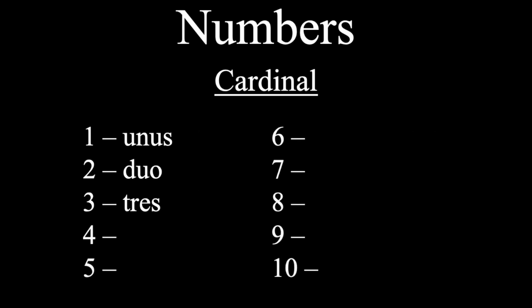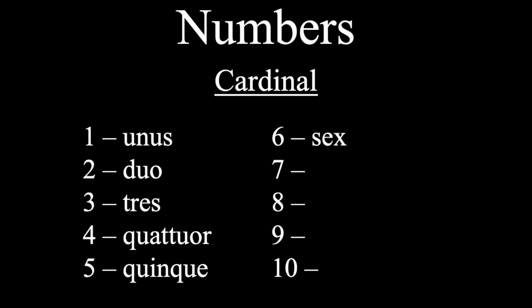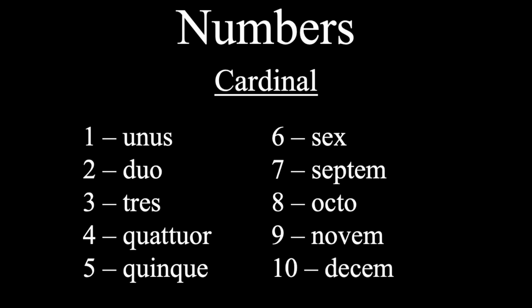Okay, let's move on to the other numbers. 4 is quattuor. Now starting here, the numbers won't change for gender or case, so whether we want to say 4 girls or 4 boys in the nominative or the accusative, it's still going to be just quattuor. 5 is quinque. 6 is sex. 7 is septem. 8 is octo. 9 is novem. And 10 is decem.